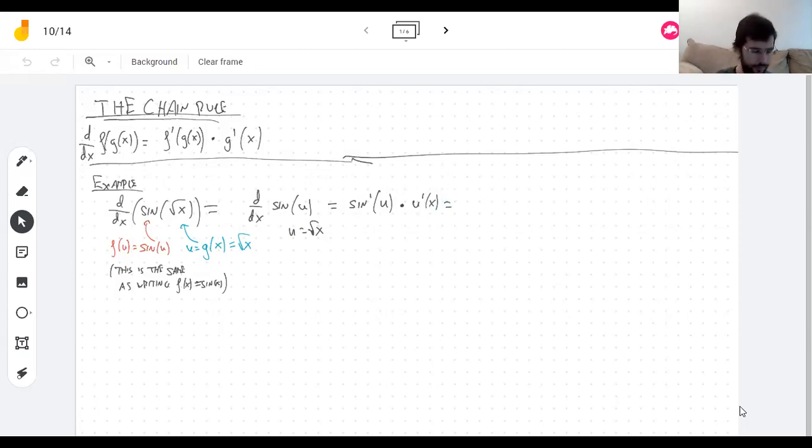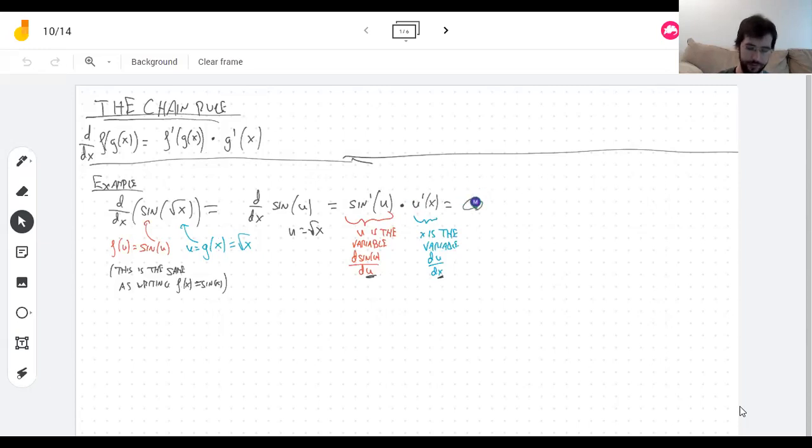So when I'm doing this, here u is the variable. So I could write this as d sine u du. The letter doesn't matter. It could be u, it could be x. Here, x is the variable. You could write this as du dx. When you write Leibniz notation, the thing that appears in the quote unquote denominator is the variable you're taking a derivative with respect to.